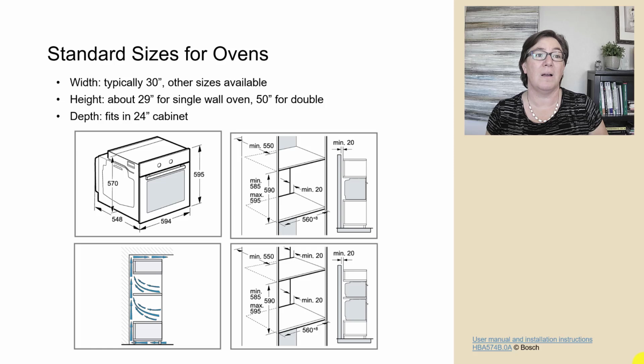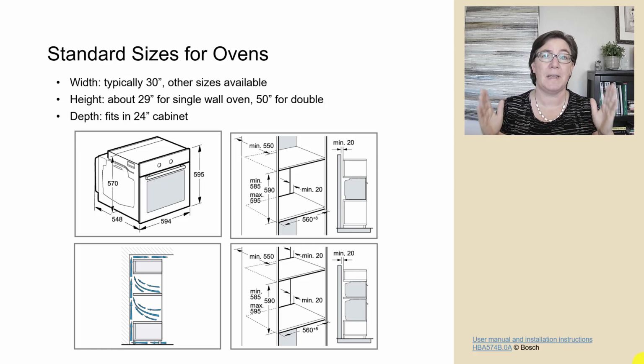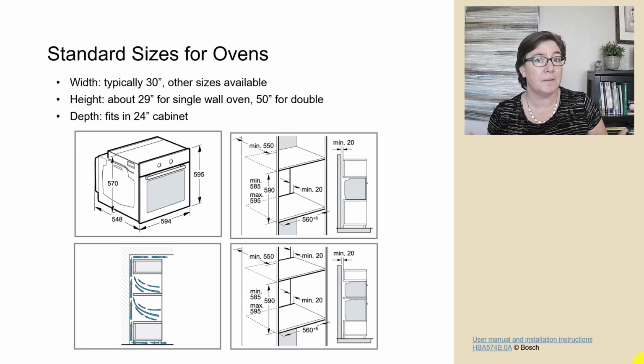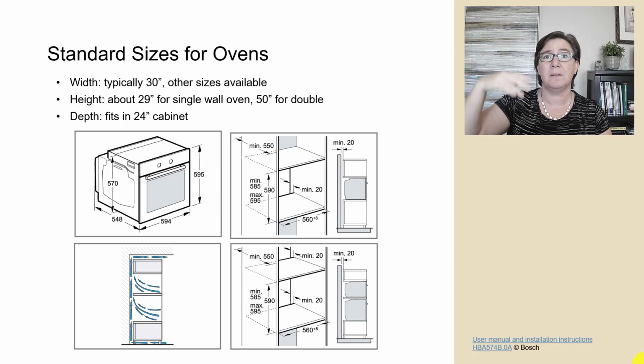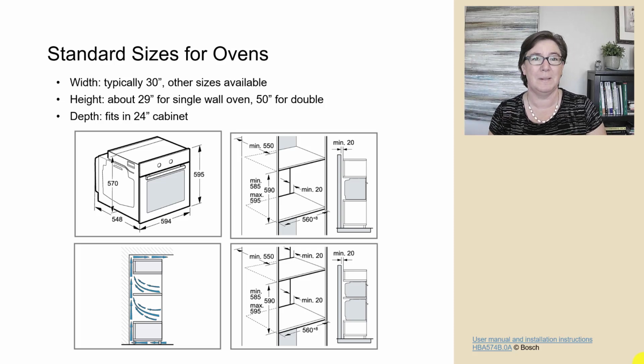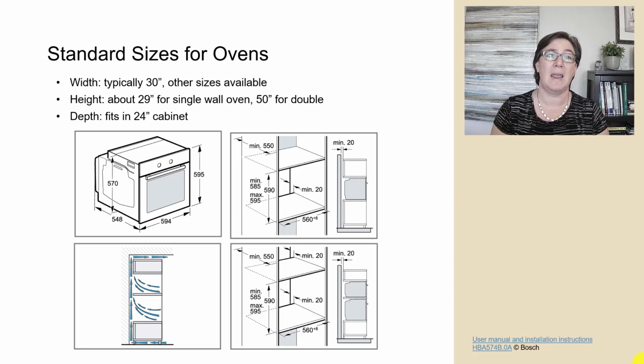How big are ovens? Typically they're 30 inches wide. Other sizes do exist, but ovens are more standardized than some of the other equipment. So 30 inches is very standard. The height is going to vary by manufacturer and type. They could be somewhere around 29 or 30 for a single, somewhere around 50 for a double. Your depth is going to fit within a 24-inch cabinet depth.